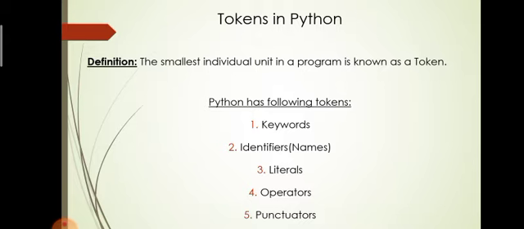So what are tokens? The smallest individual unit in a program is known as a token. Everyone knows how to write a program. The smallest individual unit of that program is known as a token. Python has the following tokens: first keywords, second identifiers, third literals, fourth operators, fifth punctuators.